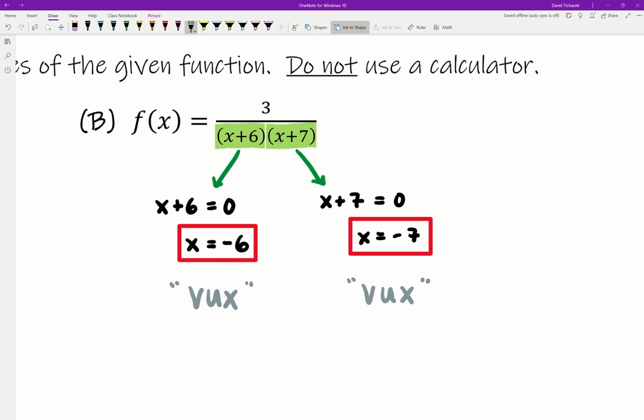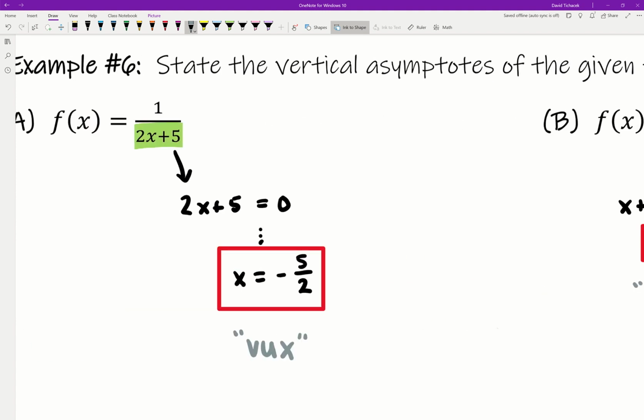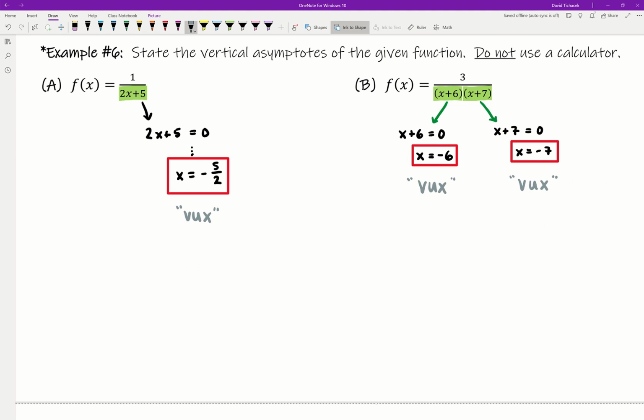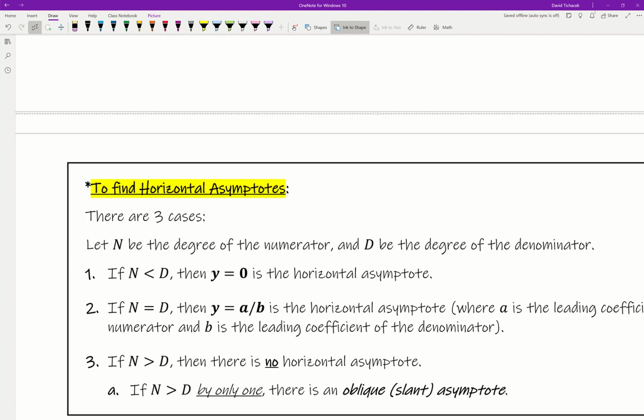Remember that any given example could have any number of vertical asymptotes. So this would be an example with 2. The previous example would be one where there's just 1 vertical asymptote. You could have other examples where there are 3 of them, 4 of them. It depends on really what the degree of the denominator is. That's going to tell you how many vertical asymptotes to expect.